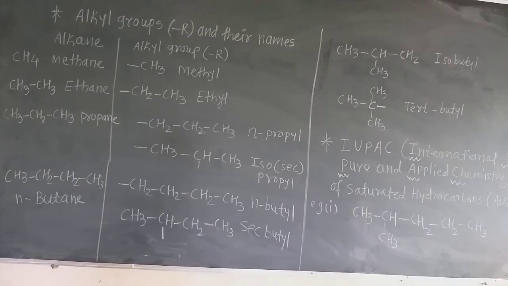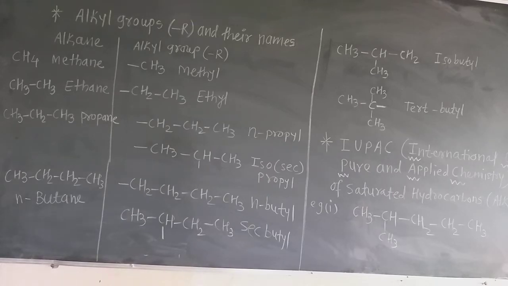Now let us learn how to give the IUPAC name for the saturated hydrocarbons, that is alkanes. First, let us learn about the alkyl groups, which are the substituents on the straight chain alkanes.